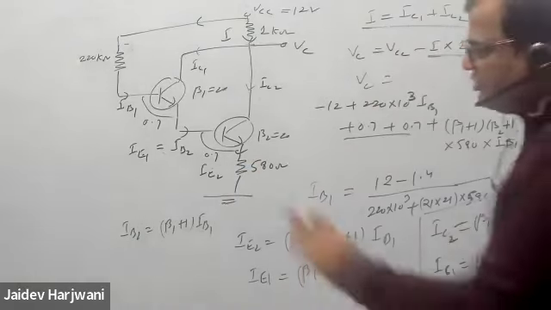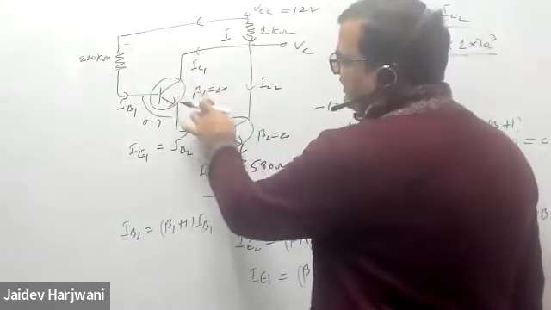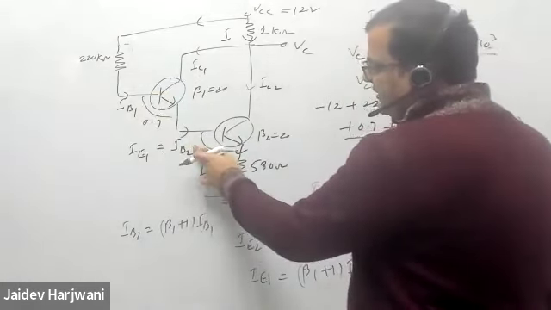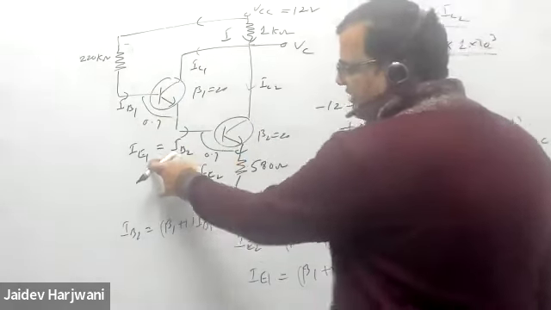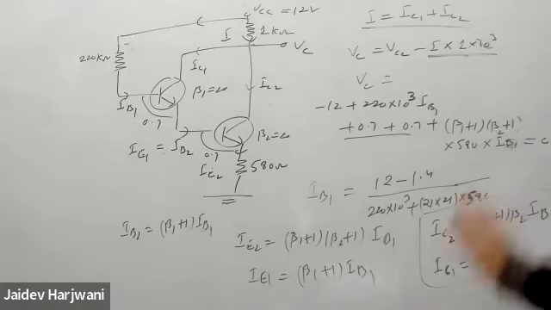Because once you have found IB1, directly you can write IC1. IC1 is what? Beta 1 into IB1. Now similarly, if you know IB2, you can write directly beta 2 into IB2, you can know IC2. So beta 2 is basically IE1. That's why I have written here beta 1 plus 1 IB1.